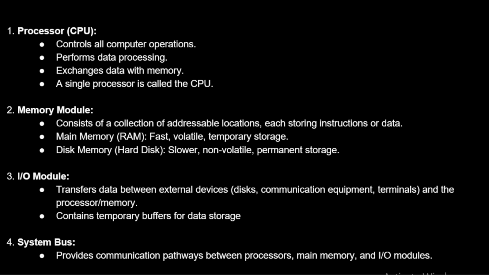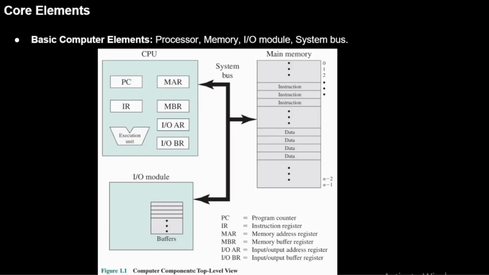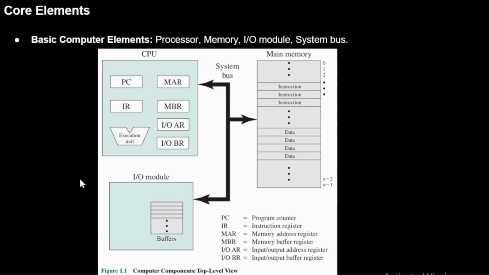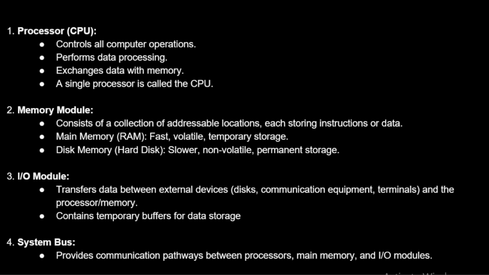Next comes the I/O module. The I/O module transfers data between external devices and the processor or the memory. You can think of it just like the waiter. That is, it transfers the order and dishes between the chef and the customer. Over here, it transfers the data between the processor and the memory. Okay, and the I/O module consists of several temporary buffers for data storage.